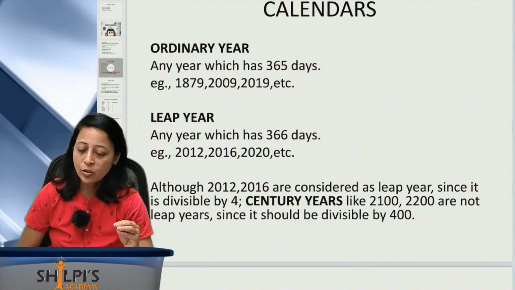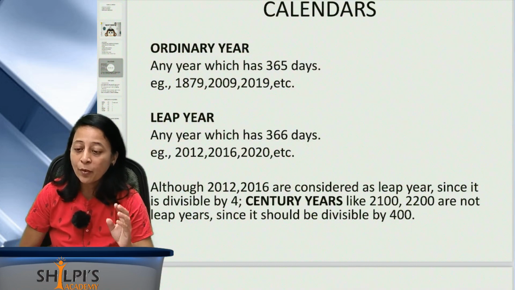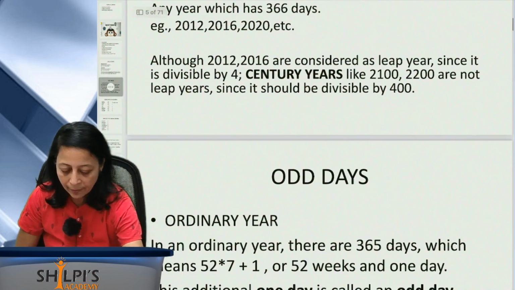So century years cannot be called a leap year unless it is divisible by 400 and not by 4. Do just remember that too, students.